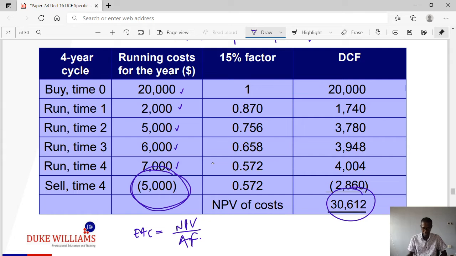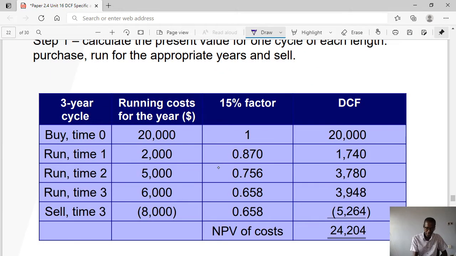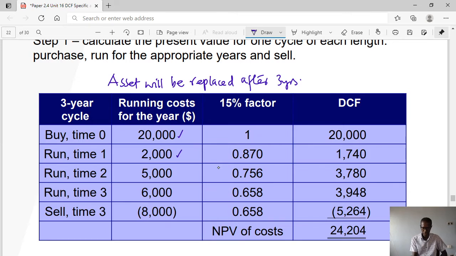Let's go and find the NPV if we are to replace it after 3 years. So here is the 3-year cycle. The asset will be replaced after 3 years. So we buy the asset for 20,000 and we maintain it for year 1, year 2, year 3, and year 4. And at the end of 3 years we sell it. We discount it at 15% and we get our present value costs. That's when we will replace it after 3 years. That is the net present value.